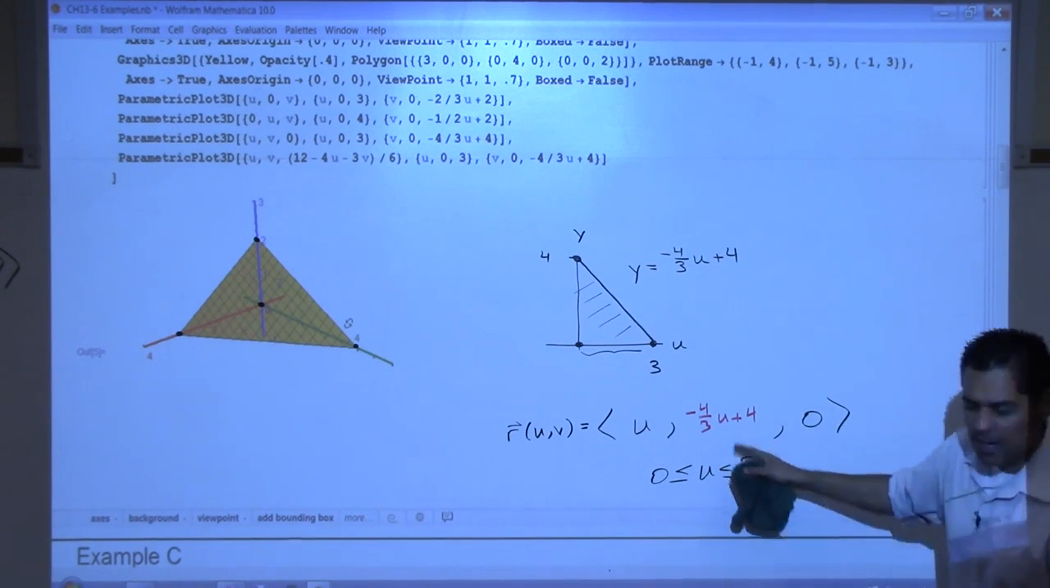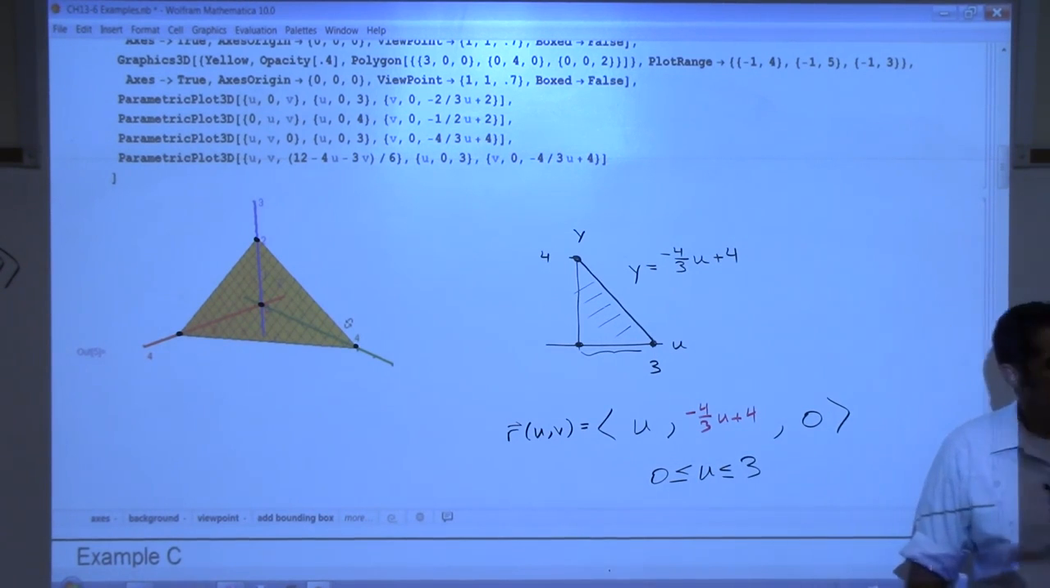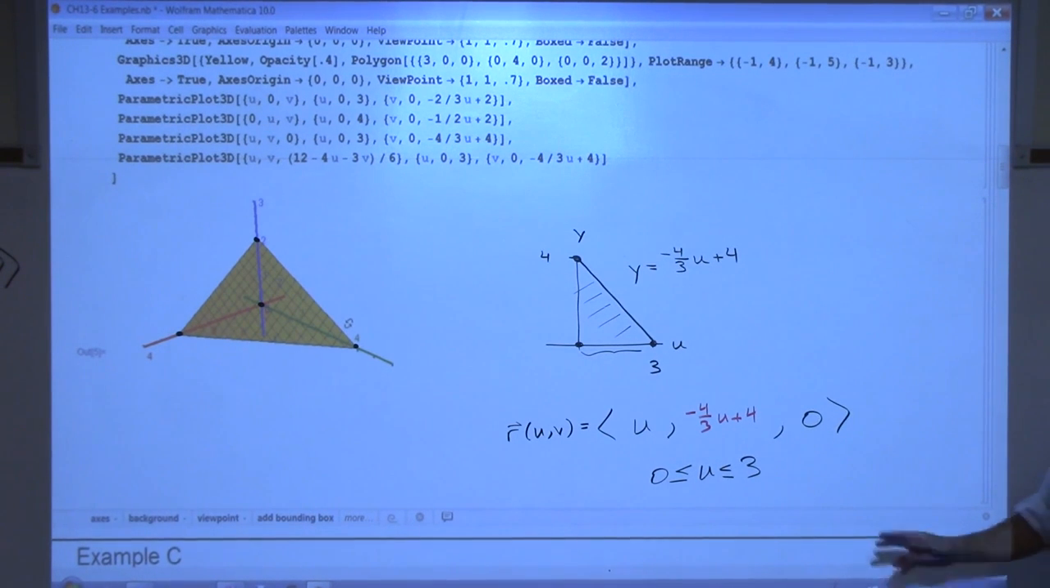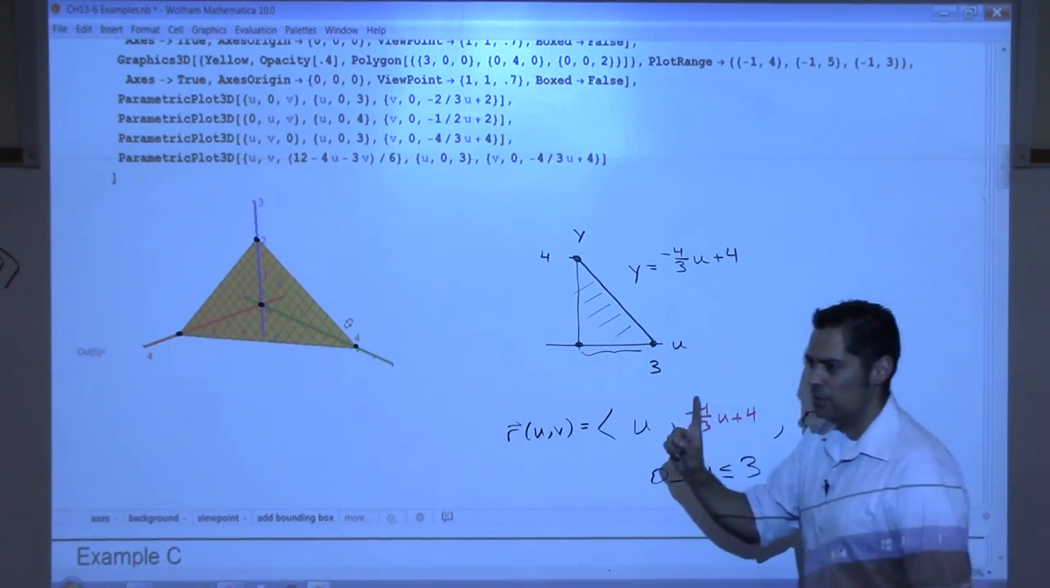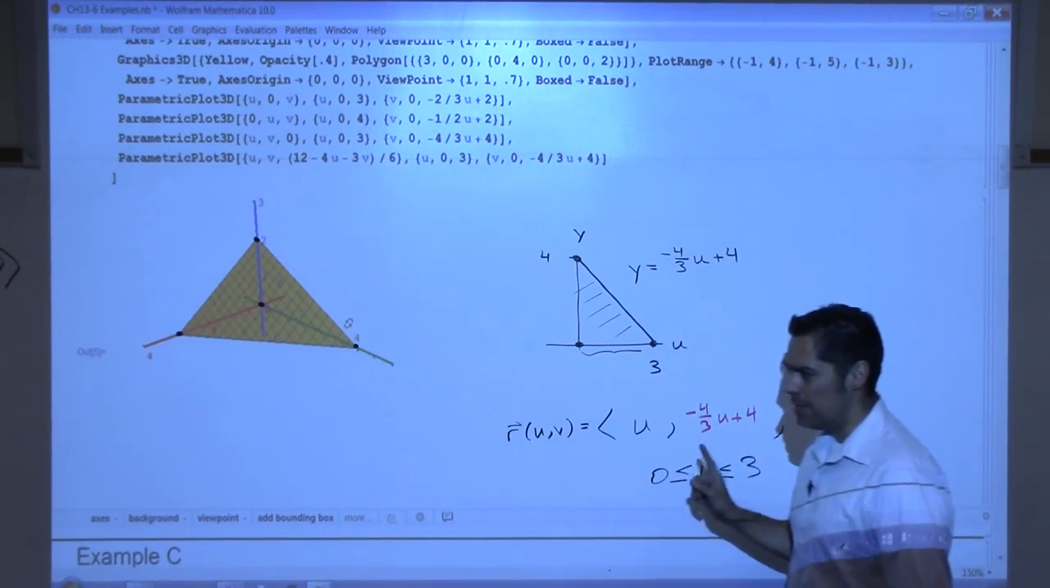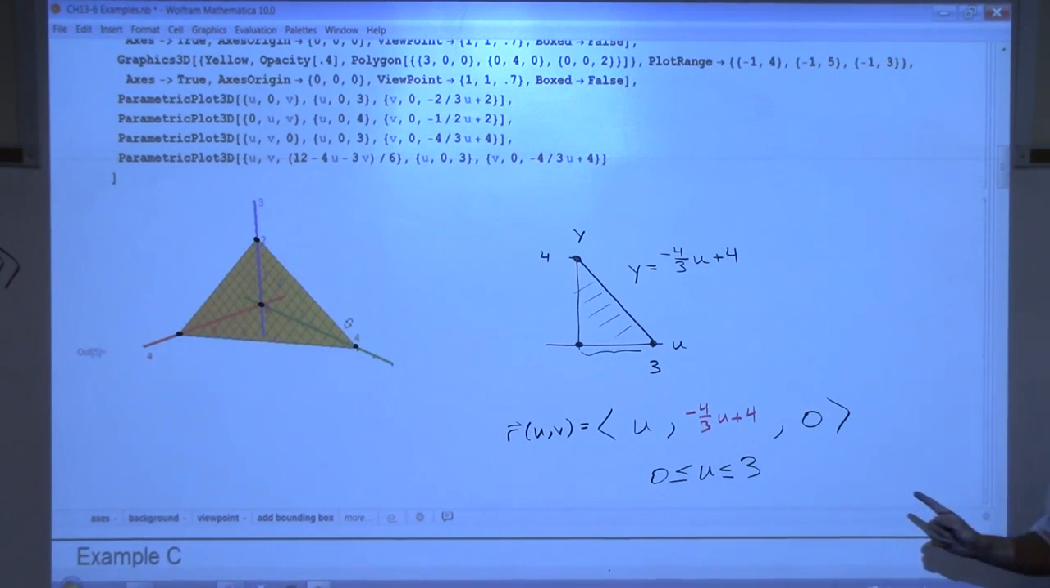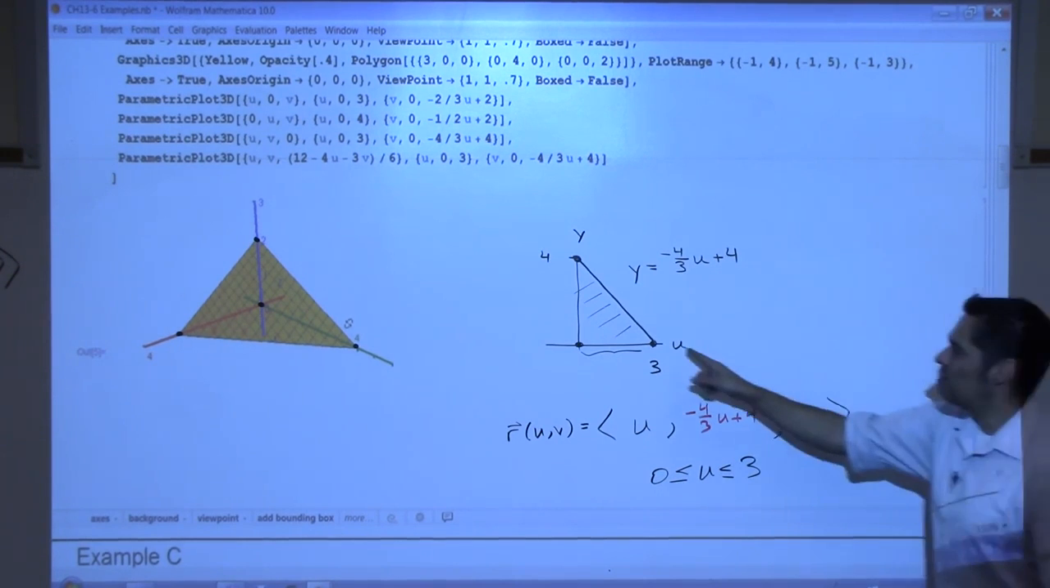Well, we haven't used v, right? If we haven't used v, then this is a function of one variable. And if this is a function of one variable, it doesn't draw a surface. It draws a curve. What curve is this drawing? It's just drawing this line.